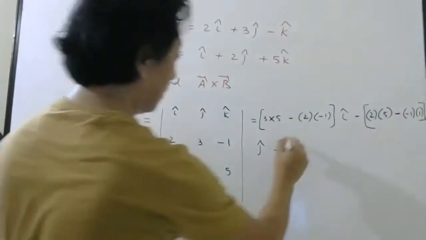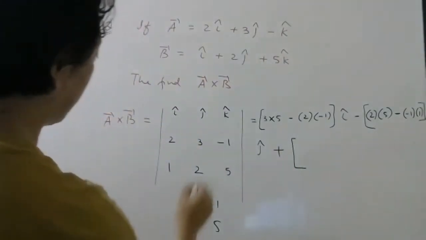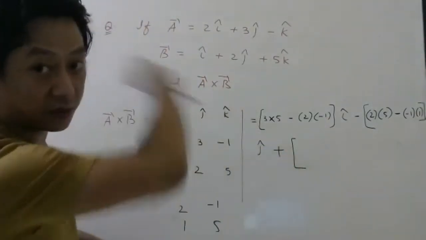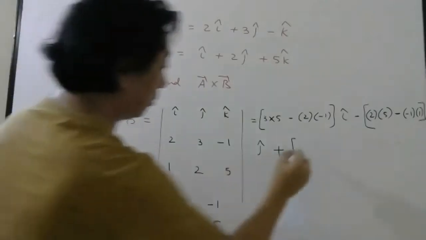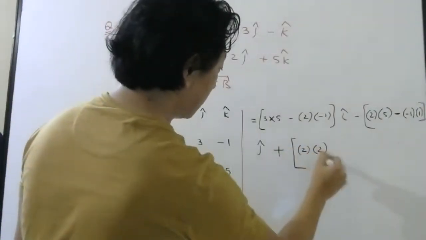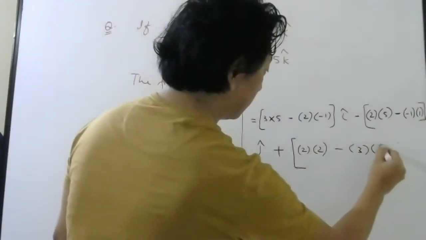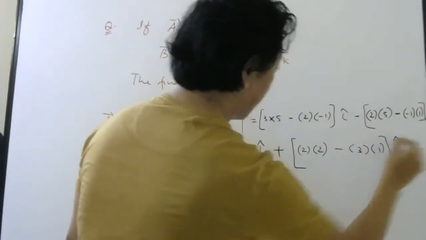Okay. Now for the k component. For the k component, this way first, remember. 2 into 2 minus 3 into 1. This will be your k component.